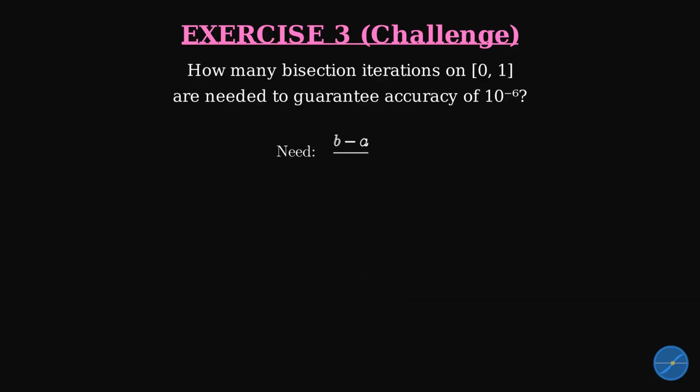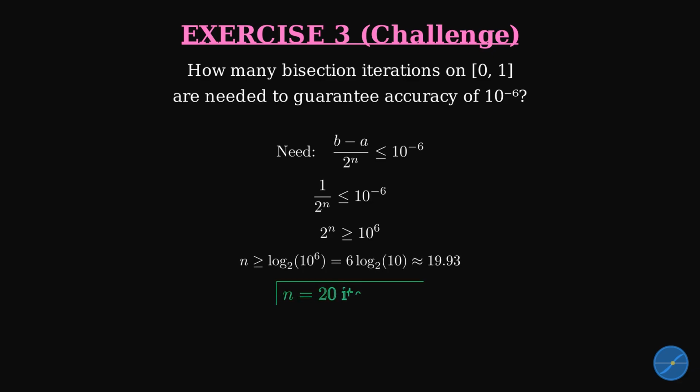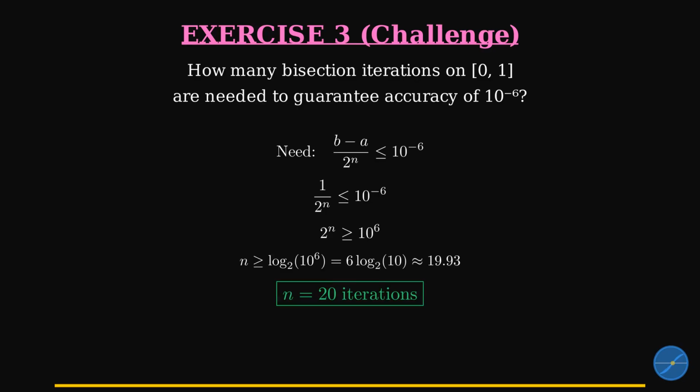Set the bound below 10 raised to the power minus 6. The width is 1. So it's 1 over 2^n. That means 2^n beats a million. Take a log. It's about 19.9. Round up: 20 iterations.